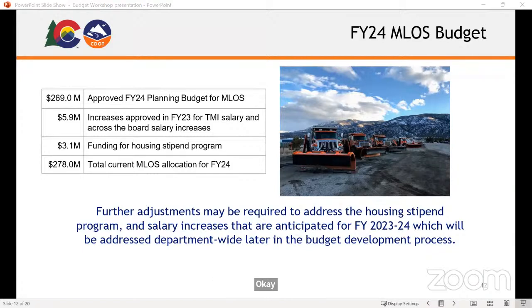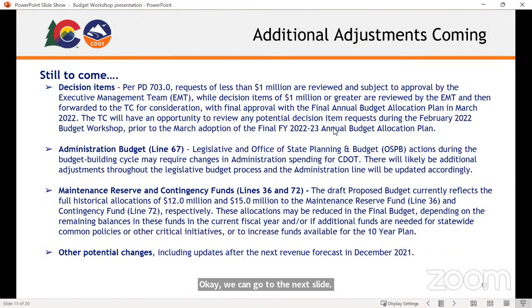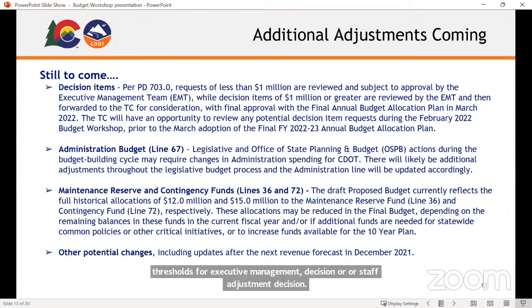Okay, we can go to the next slide. Lots to come still. Decision items. I mentioned we have an internal budget building process for our annual operating budget. We're in the middle of that process. Our divisions are formulating their decision items, which we'll get on November 1. We'll review, package them up. Anything over $1 million due to the instructions in PD 703 will be brought to the Transportation Commission for decision. And then other items have thresholds for executive management decision or staff adjustment decision. So all of those adjustments still need to be made.